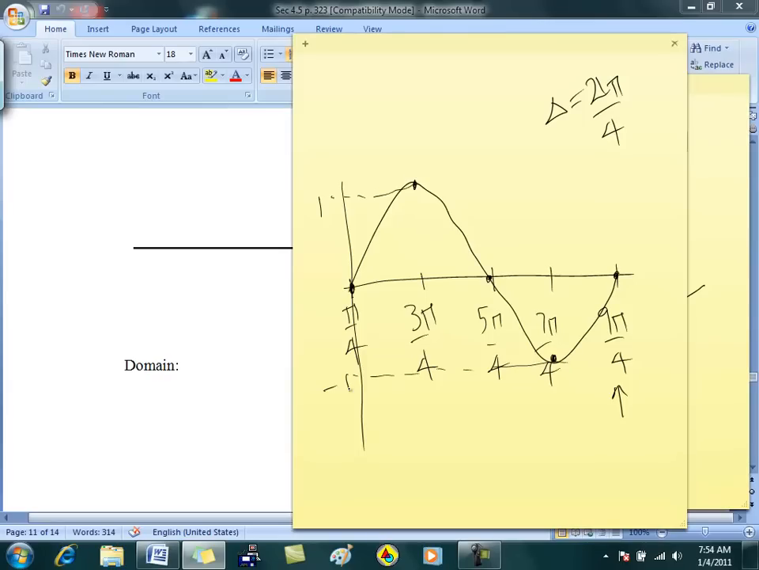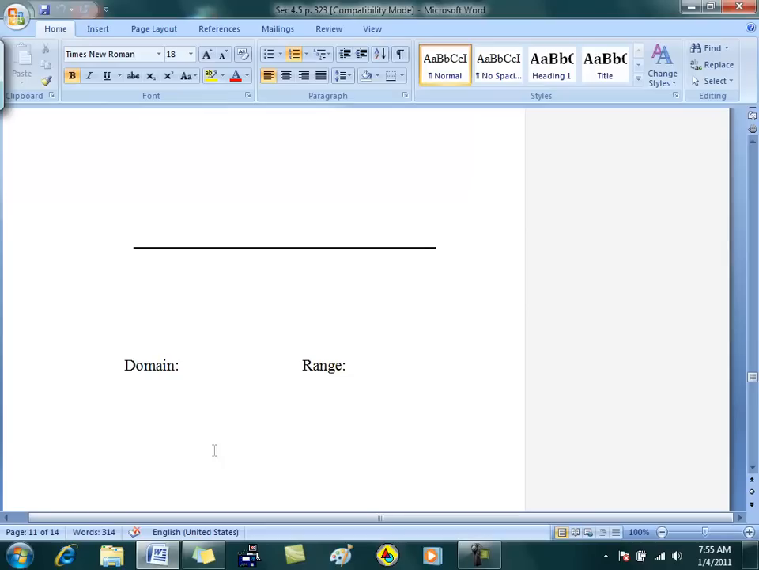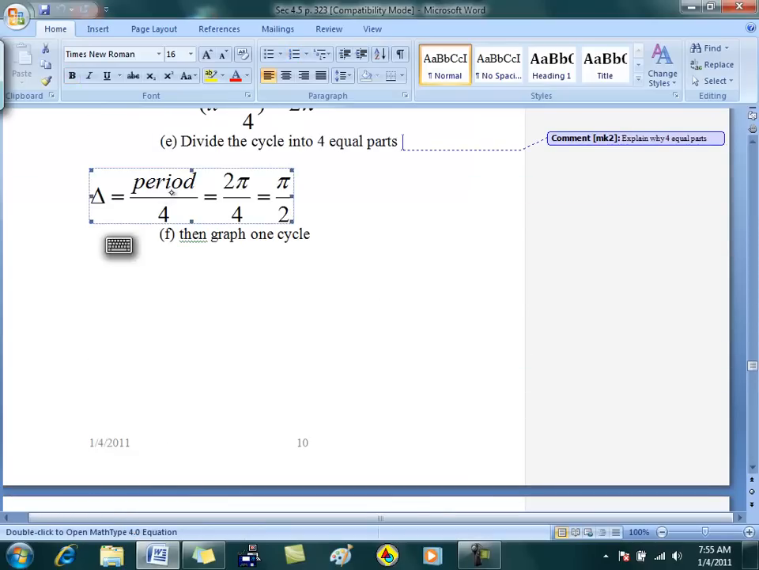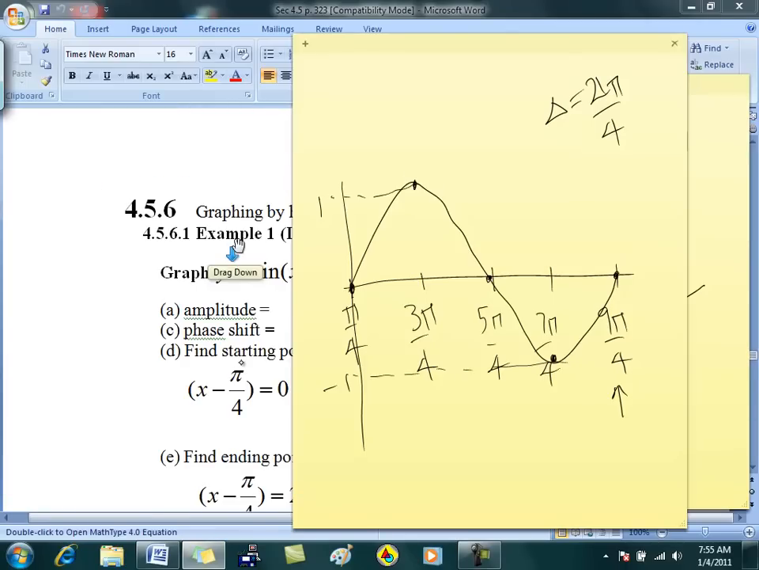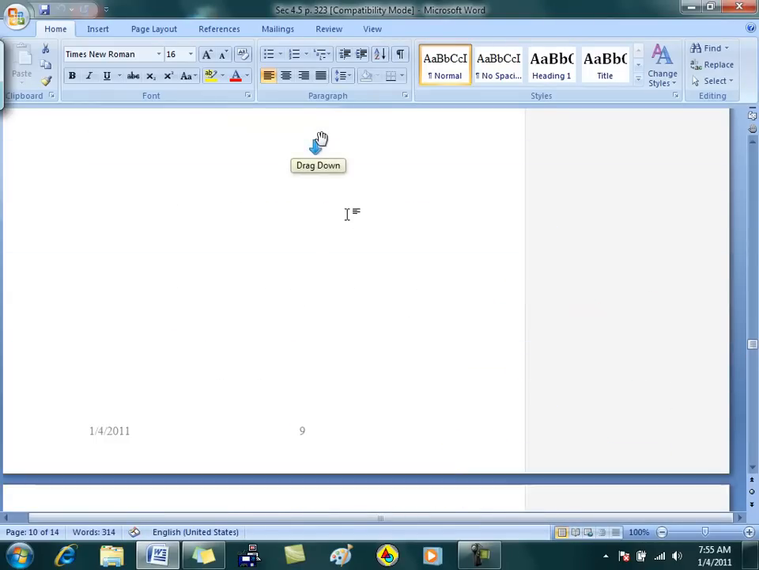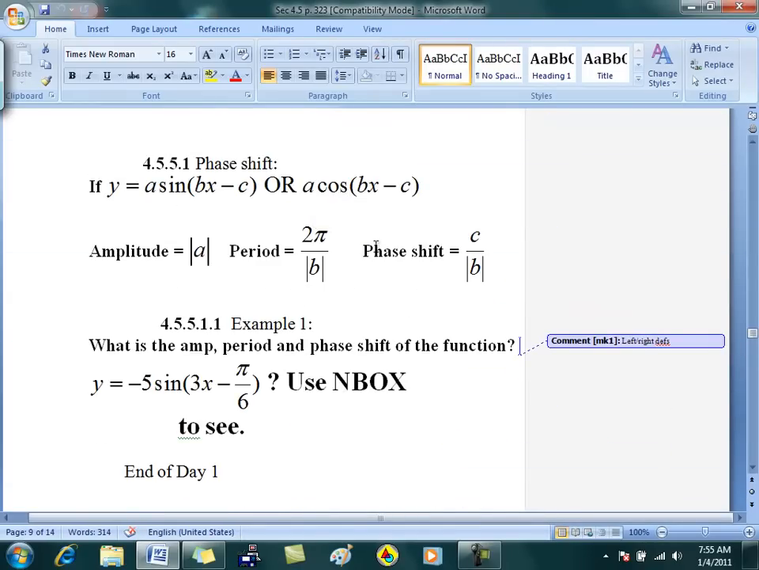Yeah, question. How did you find the increment? The increment is right here. Period over 4. Well, that's a formula, and here's the reason why it's exactly that. I don't see how you find period. Period is 2 pi over b. What's b? Right there, b, right in front of x. Yeah, coefficient of x. Okay, coefficient of x. Right? So everybody here?